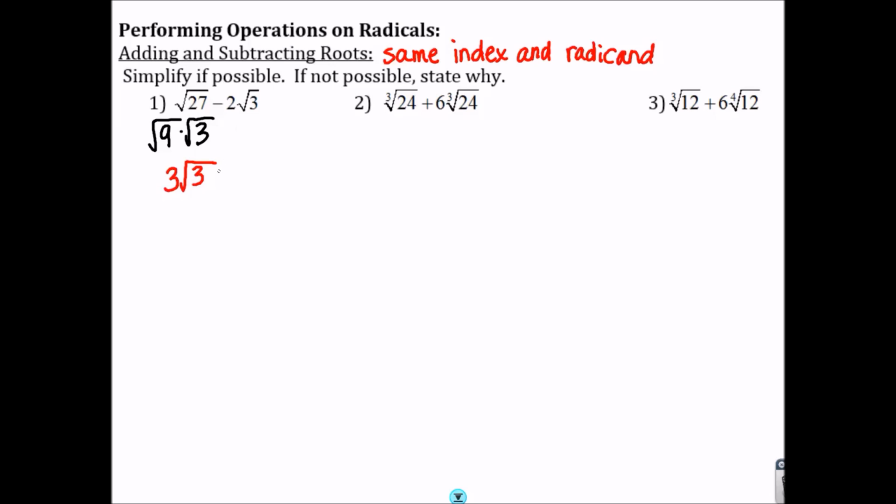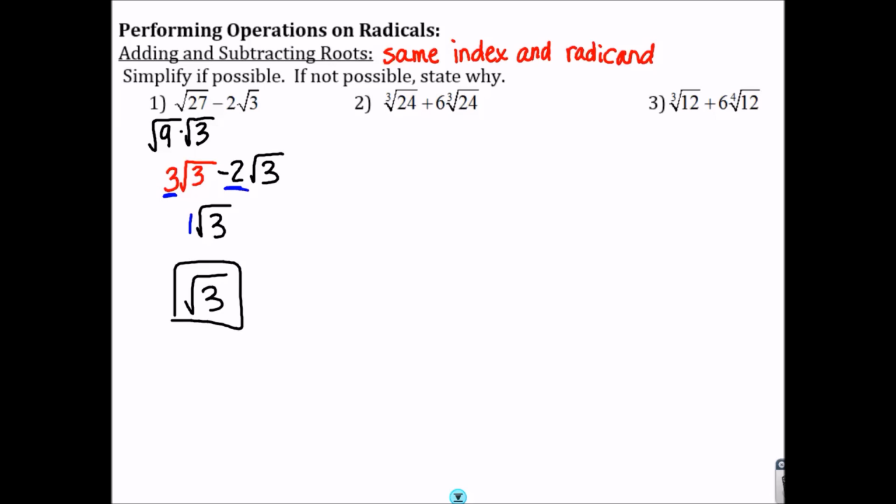Then I can bring down the minus 2 square root of 3. When I subtract these, I just subtract the coefficients. So I have 3 minus 2, which gives me 1 square root of 3, or just square root of 3.